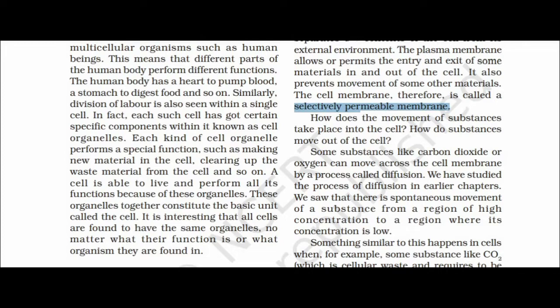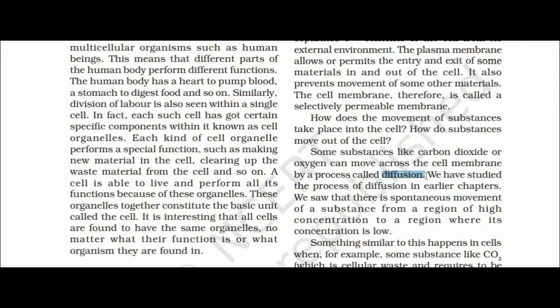Let us see. Some substances like carbon dioxide or oxygen can move across the cell membrane by a process called diffusion. We saw diffusion in the first lesson. It is intermixing of particles. Now here, in case of a cell, what is going to mix? The cell is there. It has an outer covering called plasma membrane, and materials easily pass out of the cell and go into the cell. So here diffusion takes place. We have studied the process of diffusion in earlier chapters.